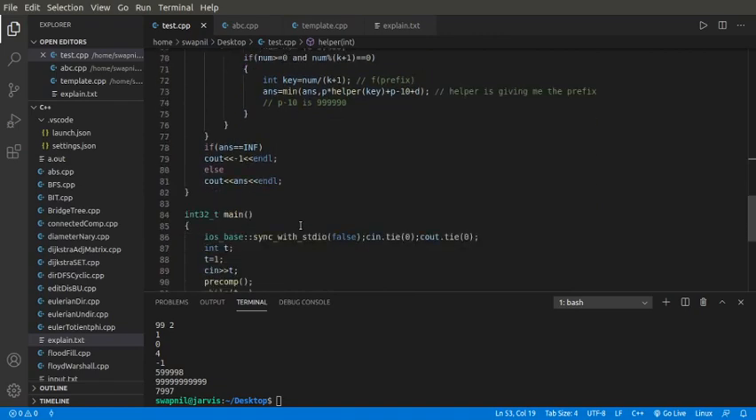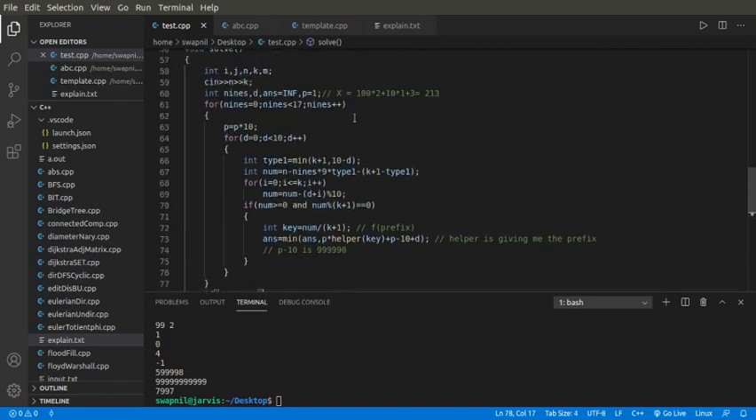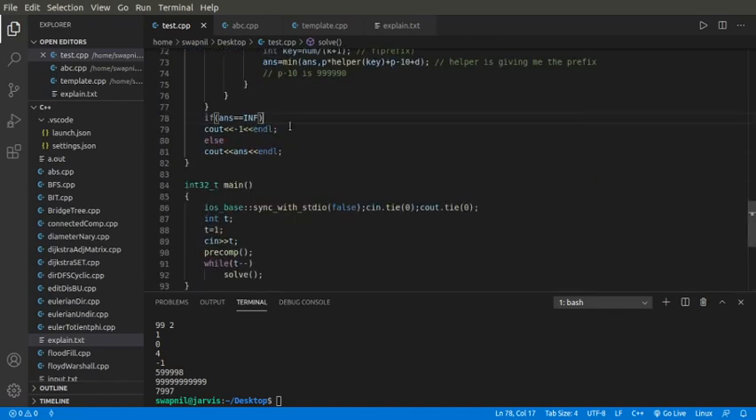So I guess this is pretty much it, and at last we have checked if my answer is still infinity or not, and if it is still infinity, then this is not possible. We have looped through all the possible cases of 9s and d, and if it is not giving any answer, then we will output -1, and if it is not the case, then we will just output my smallest answer, the smallest value of x. So I'll just check if it is working for the sample test cases.